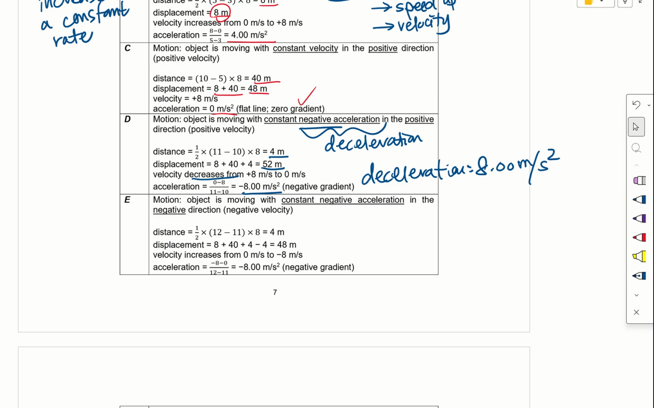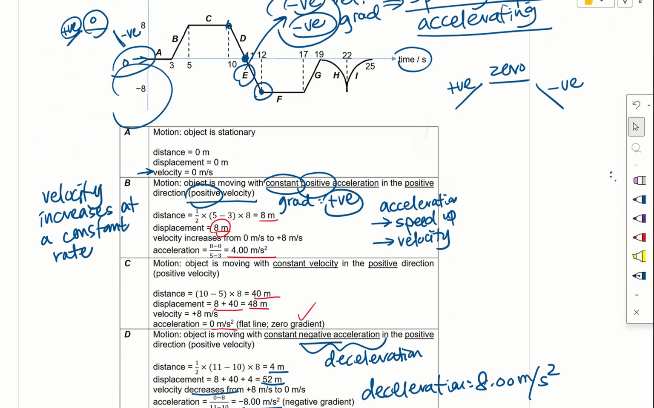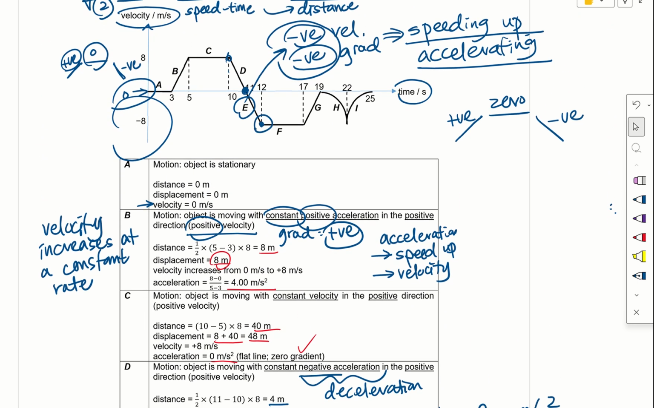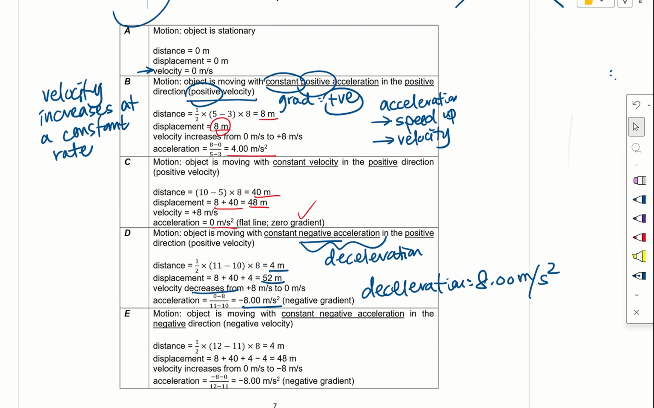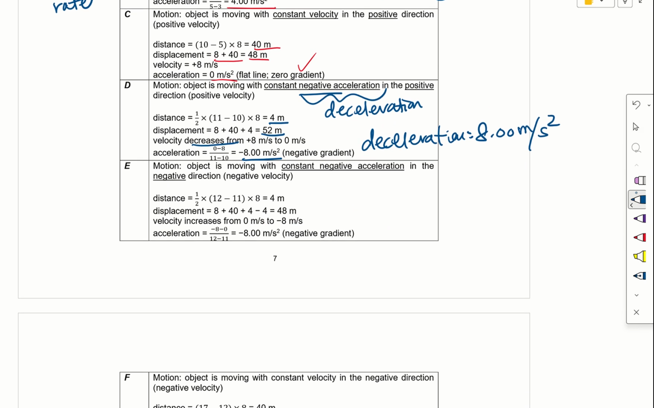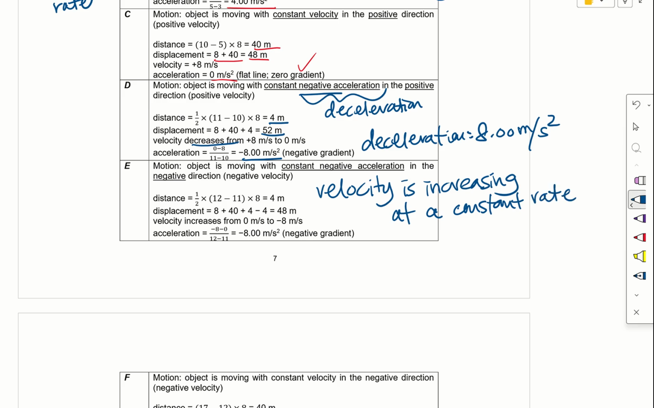I made this set of notes quite a long time ago, but I think it is easier for us if we look at the sign of the velocity and the sign of the gradient, which is the acceleration. If they are both in the same direction, negative and negative, it means the object is speeding up. So the object is accelerating. So the velocity is increasing, at a constant rate. This is for E.